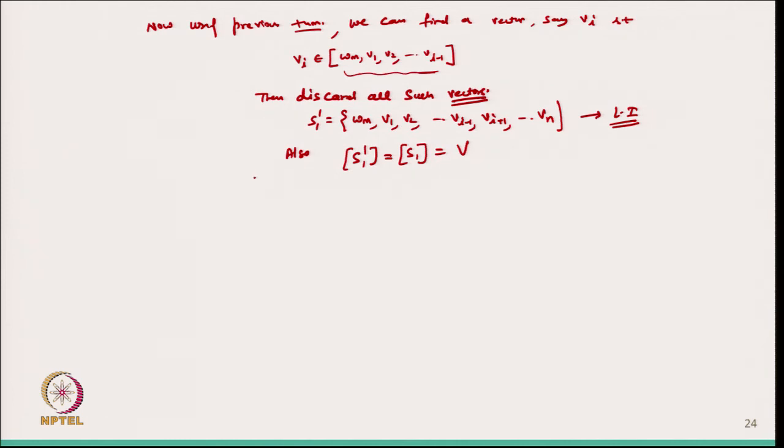Now, we follow the same procedure, that is, I take Wm minus 1 as a linear combination of, like this, A1 Wm plus A2 V1 up to this. Suppose the last element is still Vn, so we will take this.